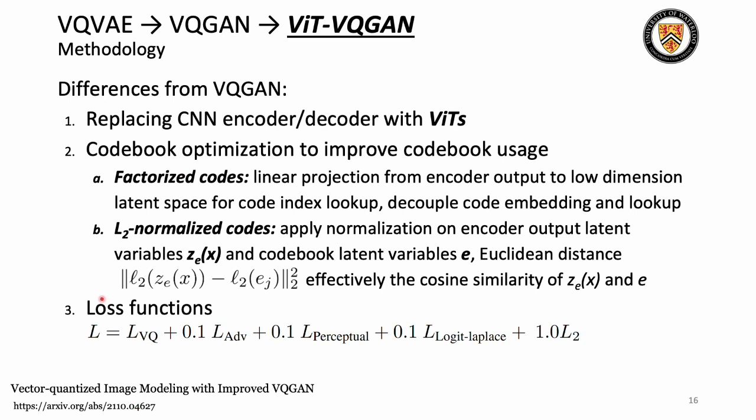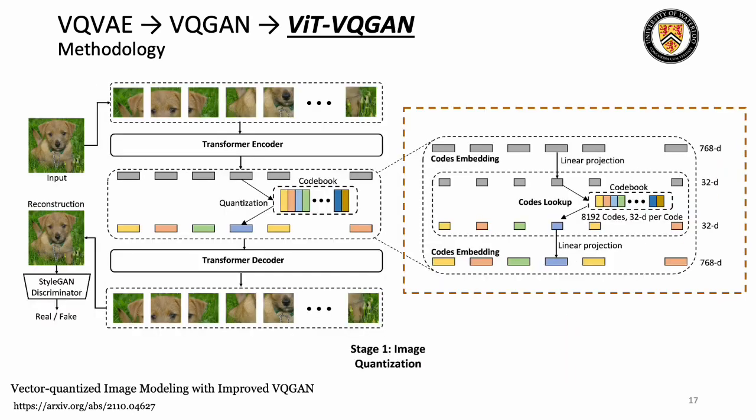Finally, it also modified the loss functions to be a combination of several losses introduced in both VQVAE and VQGAN, including the perceptual loss and the logit-Laplace loss. So this is the schematic of the ViT-VQGAN structure as presented in their paper. The portion on the right depicts the codebook optimization part of ViT-VQGAN that includes a linear projection from a high-dimensional space to a low-dimensional space.